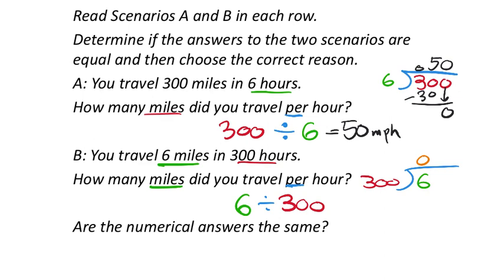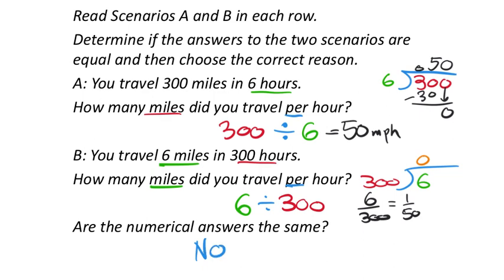I'm not going to worry about the rest of this. As a fraction, if we wanted to, even though I don't really want fractions yet, it'd be 6/300ths or 1/50th. Again, don't worry about that math right there. We'll get to it. But it's asking, are the numerical answers the same? No, 50 miles per hour is much different than this less than 1 mile per hour. It's very small. So the answer here is no, they are not the same.